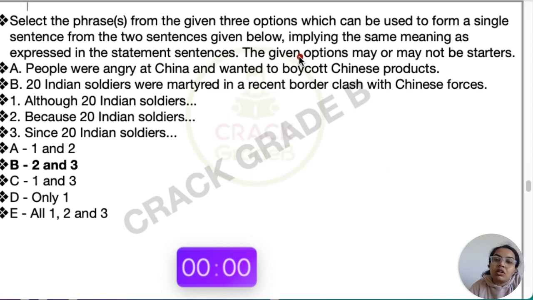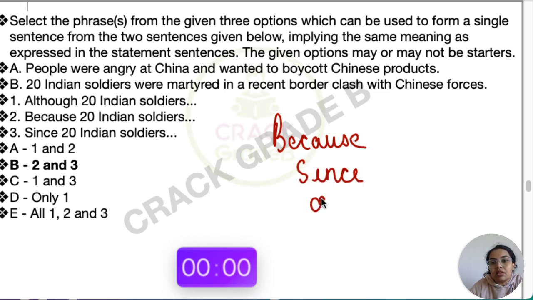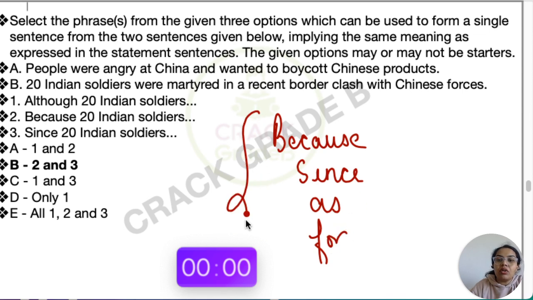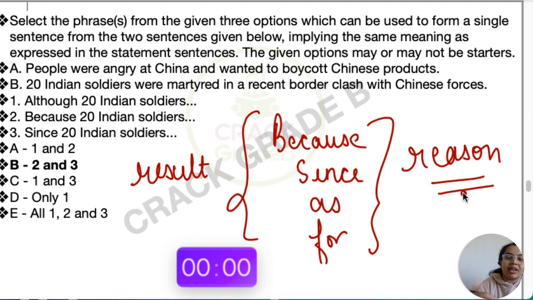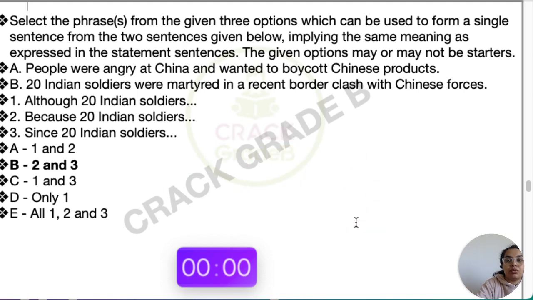Now there are four conjunctions: because, since, as, for. These four you can use and then introduce a reason after them. Here is what happened. So the result comes first or the effect comes first, then any of these four, and then you continue with the reason. So wherever you are able to use because, since, as, for, the other three can also be used.